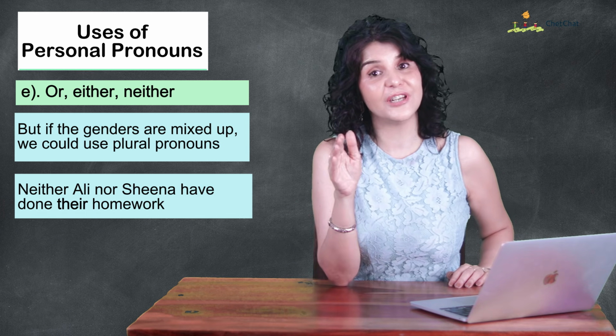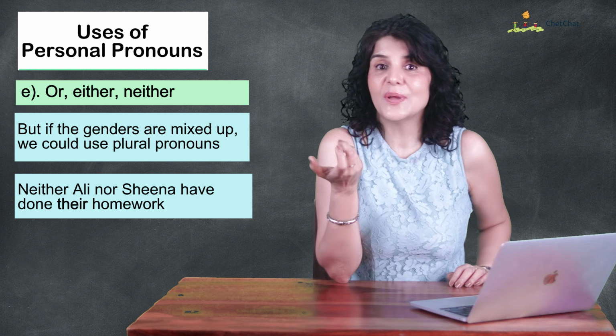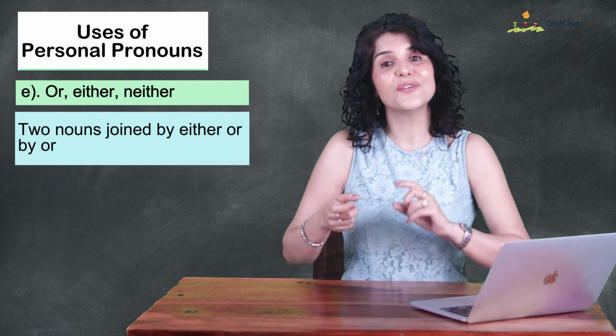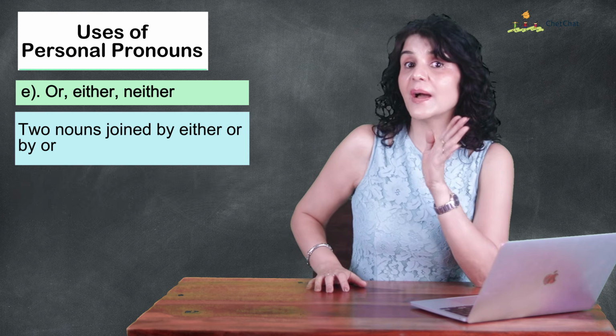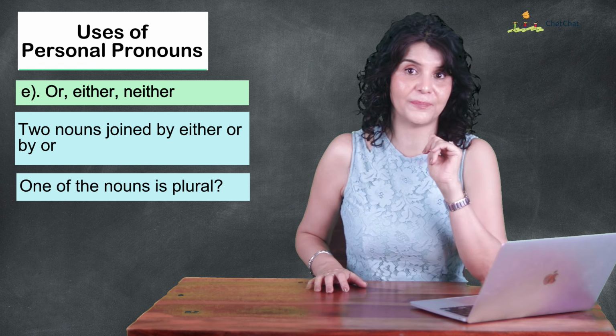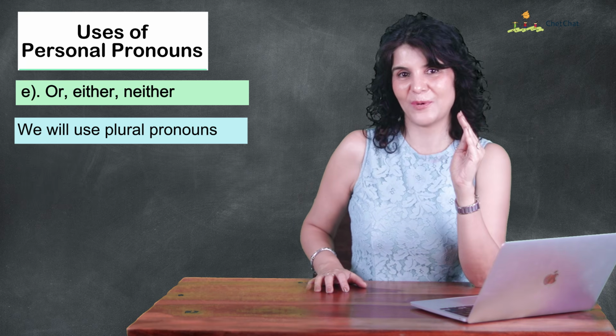Neither Ali nor Sheena have done their homework. Why? Because we don't know whether to say his or her, so we say their. But what if there are two nouns joined by either-or or by or, and one of the nouns is plural? Then what pronoun will we use? We'll use the plural pronoun.